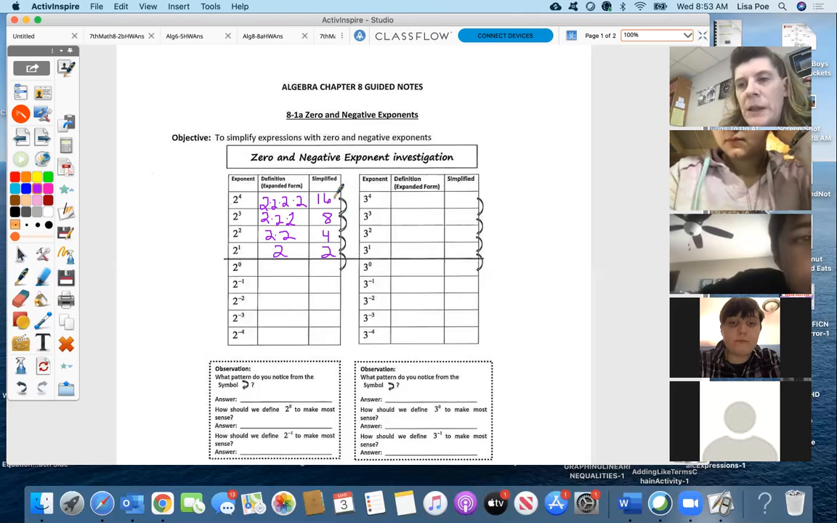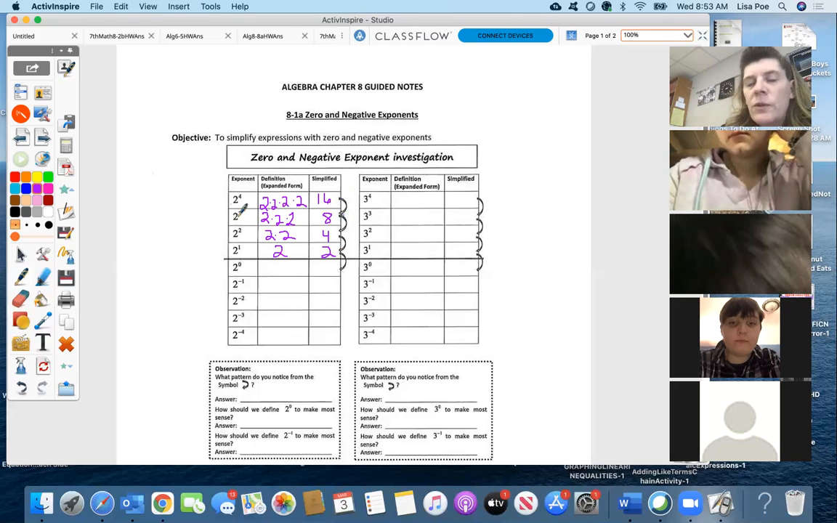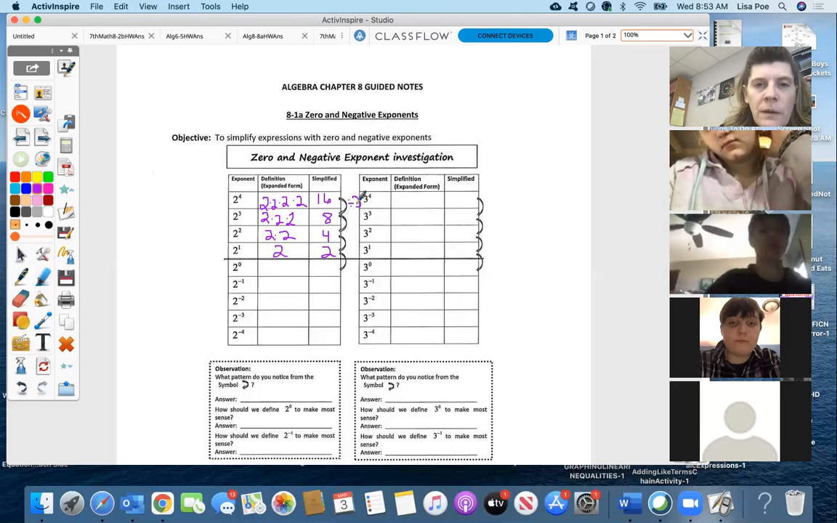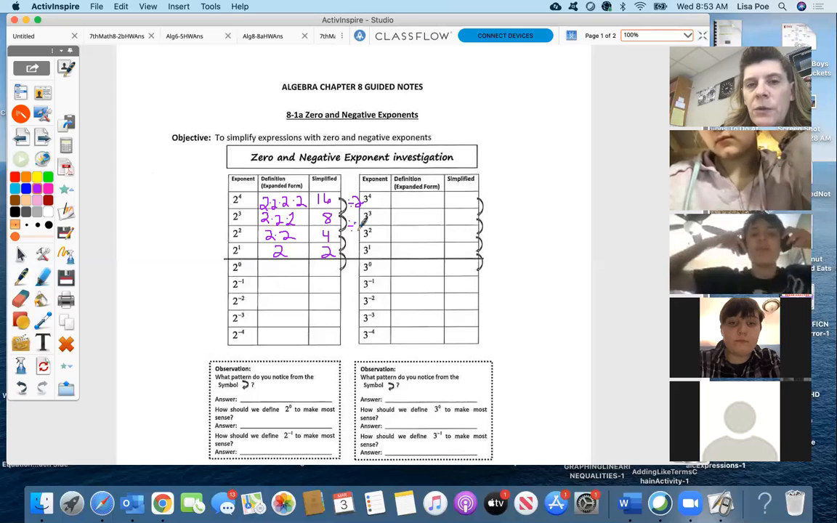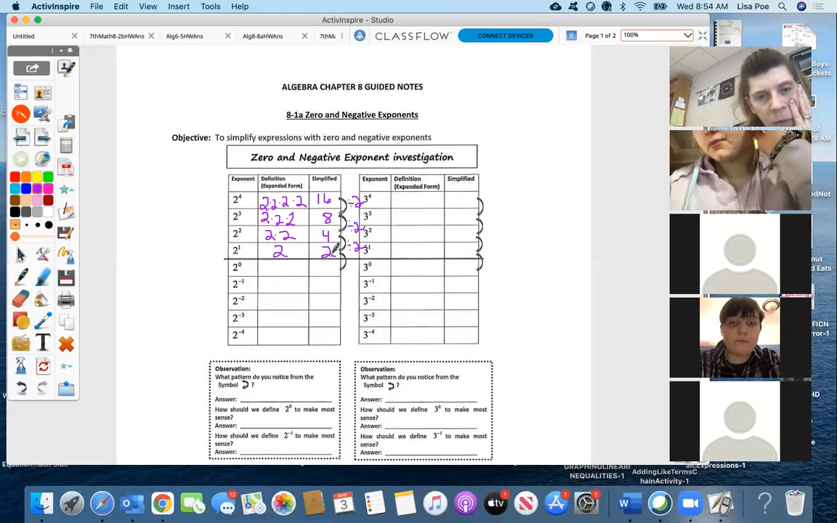All right, so let's look at the simplified versions over here. So 2 to the 4th was 16. And then when we dropped a 2, we went to 8, because what do you do when you drop a 2? We're actually dividing by 2. Does that make sense? So 16 to 8 would be dividing by 2. 8 to 4 would be dividing by 2. 4 to 2 would be dividing by 2. So what's 2 to the 0 power? What's 2 divided by 2?